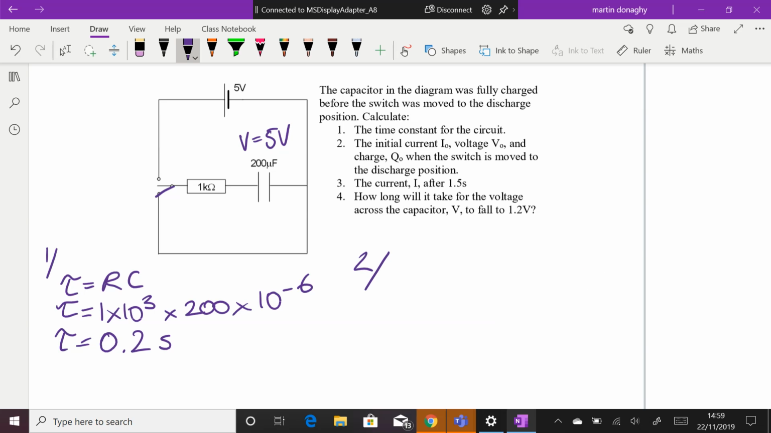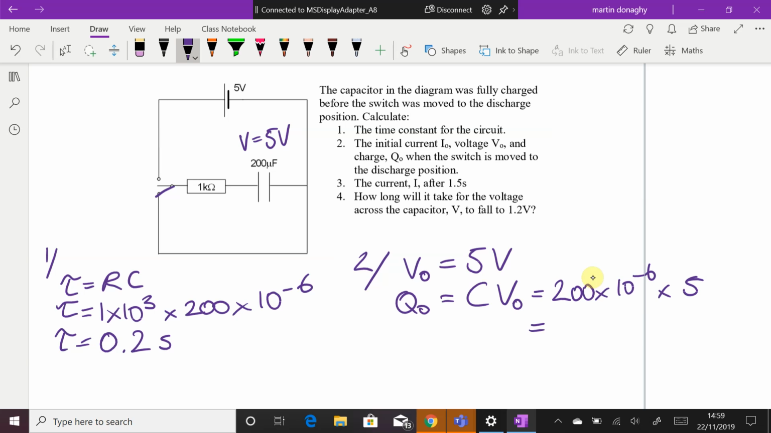Before we can start working out anything, we have to work out what the initial values will be for each of these things. So we know that the initial value, once we start discharging, for the voltage is going to be 5 volts. Okay, there's always a supply voltage if it's fully charged. We can then work out Q naught because Q equals CV. So we're dealing with the start. It's just going to be 200 by 10 to the minus 6 times 5, which is 1 by 10 to the minus 3 coulombs.